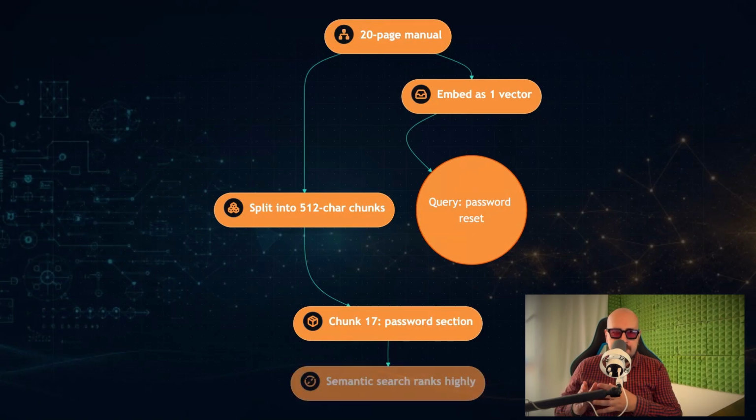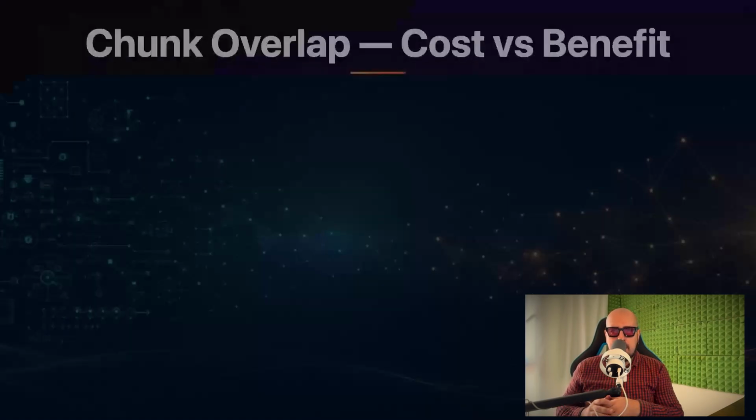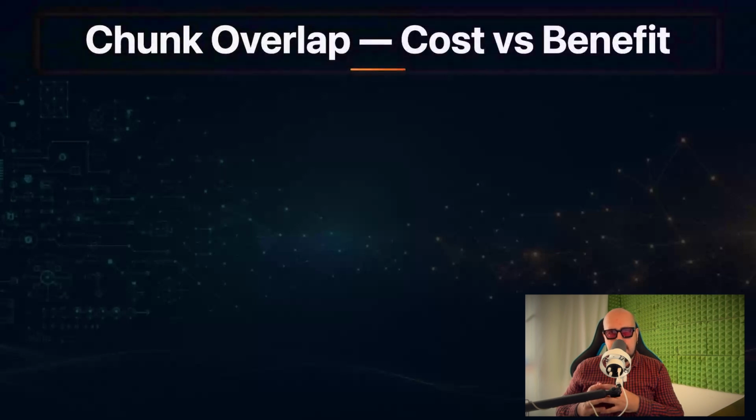Usually three to five sentences, enough for a complete meaning without too much drift. Overlap is the second piece. Our chunker uses a sliding window.